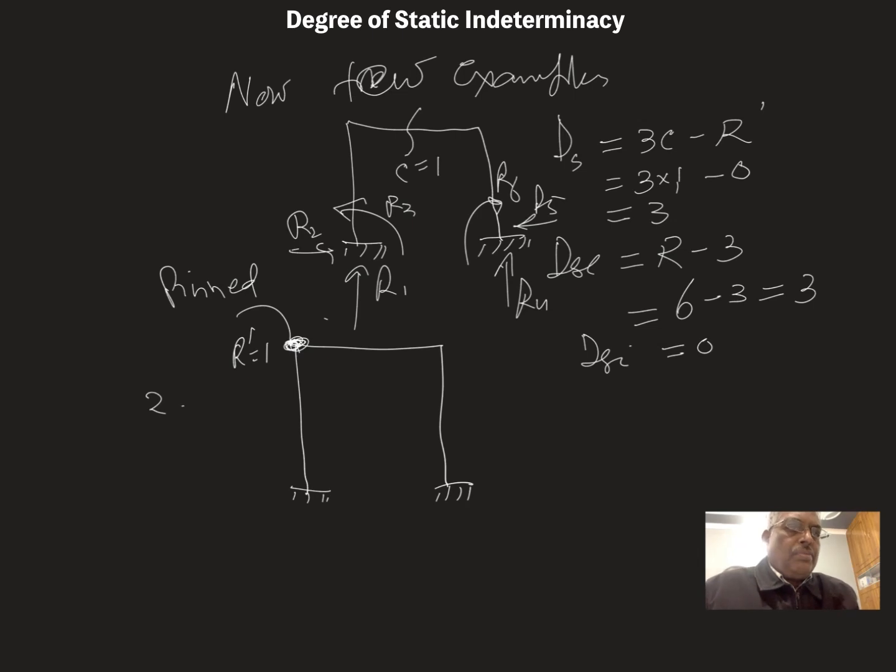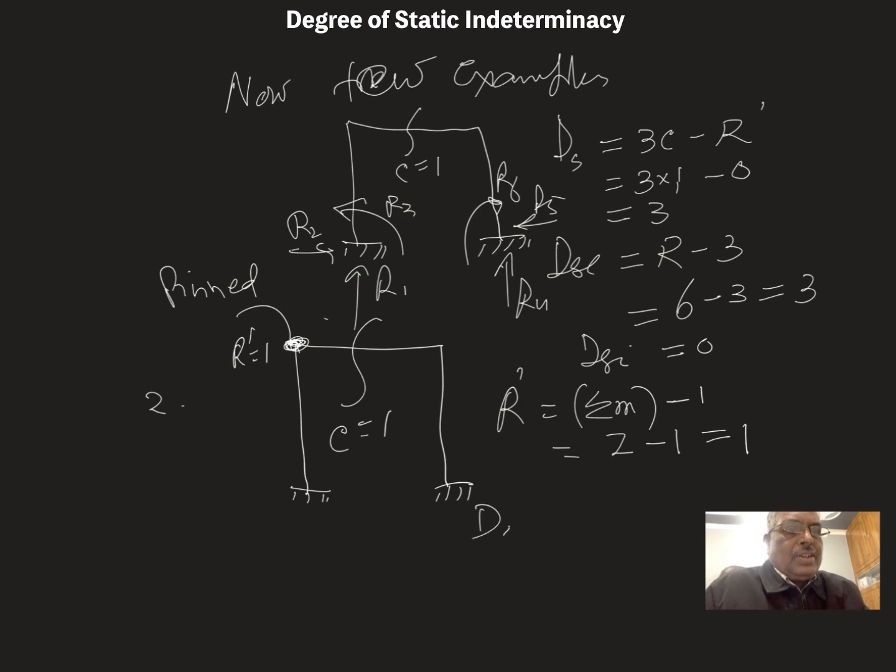Also there is a formula to find R dash: it is equal to the number of members meeting at the joint minus 1. So here two members are joining, therefore 2 minus 1, it will be 1. So now this becomes rigid, and then I am cutting it, so it is one cut.